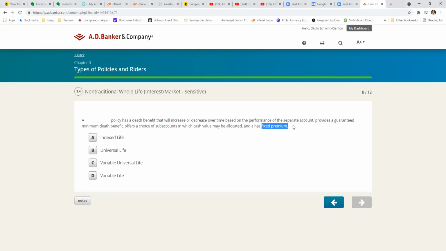Universal is always a flexible premium by definition. So indexed life, I guess there could be indexed life that's not universal. So I guess it is A. Anyone else? What's anyone else's thought on this or logic?